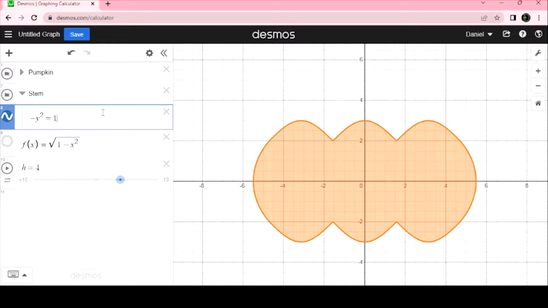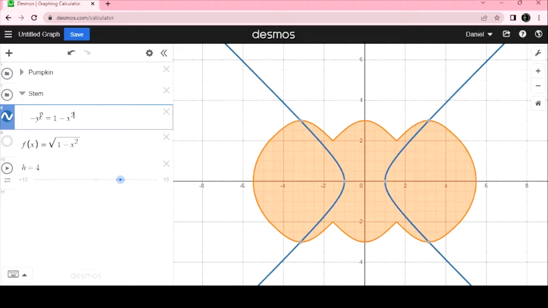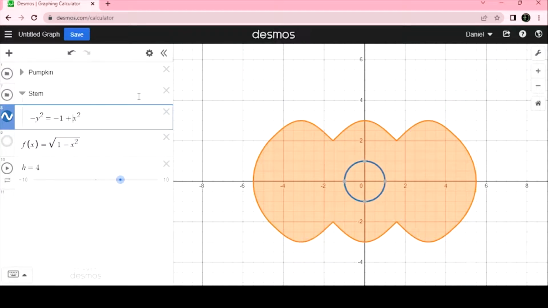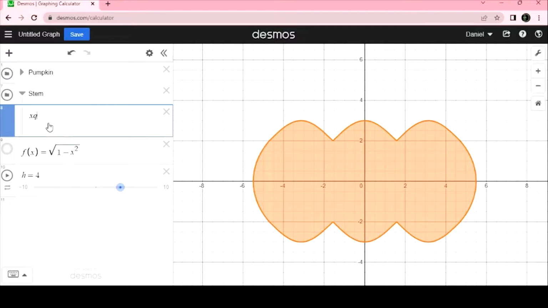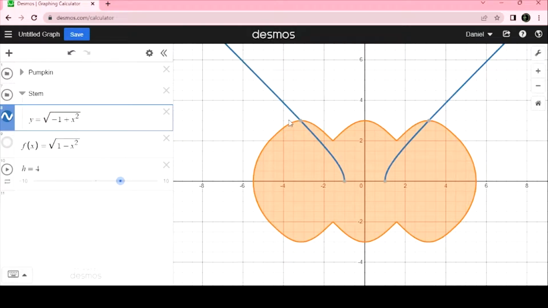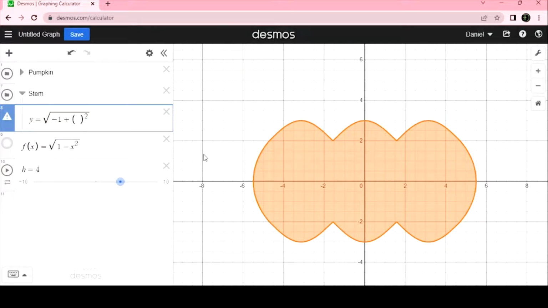So I subtract x squared, multiply both sides by minus, and we'll take the square root of that. There we go. And now we can apply our function transformations here. Let's have it start around this point here.